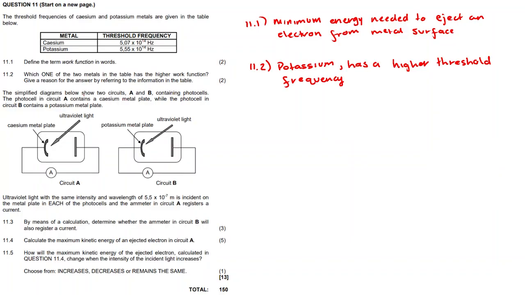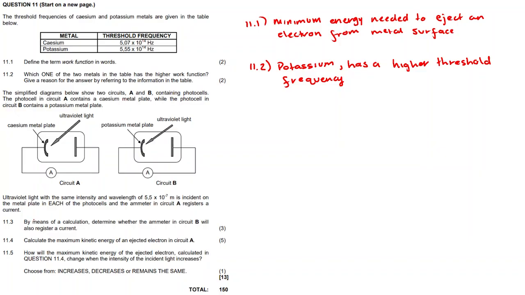The simplified diagrams below show two circuits, A and B, containing photocells. The photocell in circuit A contains a calcium metal plate, while the photocell in circuit B contains a potassium metal plate. Ultraviolet light with the same intensity and a wavelength of 5.5 times 10 to the negative 7 is incident on the metal plate in each of the photocells, and the ammeter in circuit A registers a current.